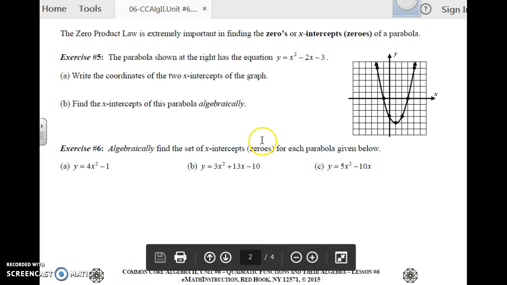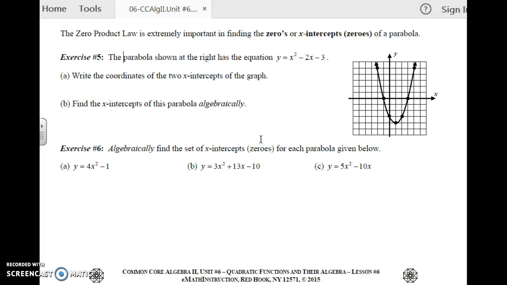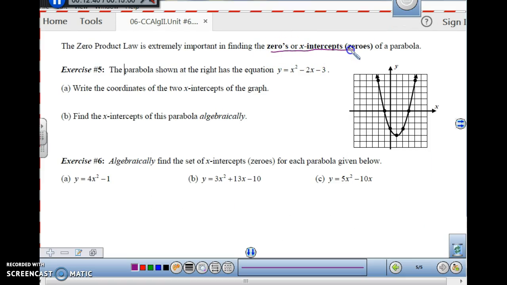Now, what do we usually use the zero product law for when we're doing parabolas? We use it to find the zeros or the x-intercepts of the parabolas. Now, why is it the zeros? Because remember, at the x-intercept, y is equal to 0. So when we have y equals x squared minus 2x minus 3, and I want to find the zeros, all I have to do is plug in 0 for y. Now, let's verify that this actually works.